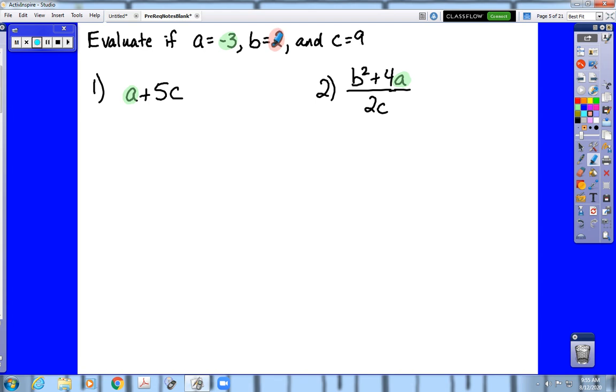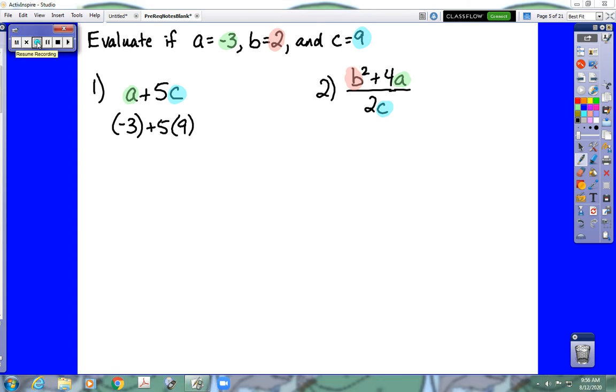We're then going to take 2 for b, and we're going to plug that in anywhere there's a b. So put a 2 in there. And for c, c equals 9, so we're going to put 9 in anywhere there's a c. Okay? So, when we look at this, what we've got for the first problem is negative 3 plus 5 times 9. Now, I know I put those in parentheses. That's more for your calculator's sake than anything else. When you're putting stuff into the calculator, especially with negative numbers like negative 3, you need to make sure that you're putting the negative in.